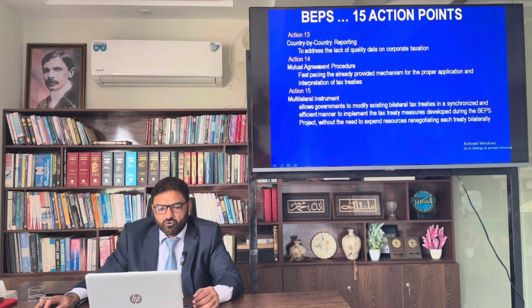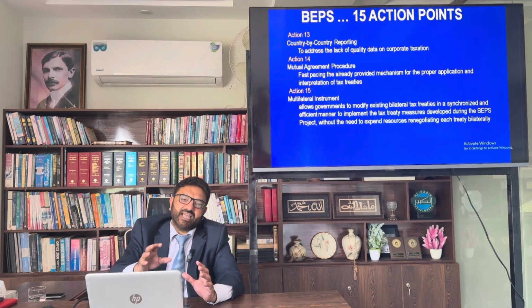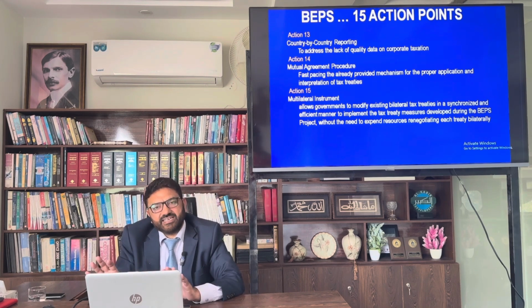And Action 14 is the mutual agreement procedure, the fast pacing of already providing the mechanism for the proper application and interpretation of the tax treaties. With the mutual agreement, the tax treaty should be revised, as there should not be a loss for any country. It should be a win-win game, where every country takes the benefit from where the profit is earned and which company maintains it.